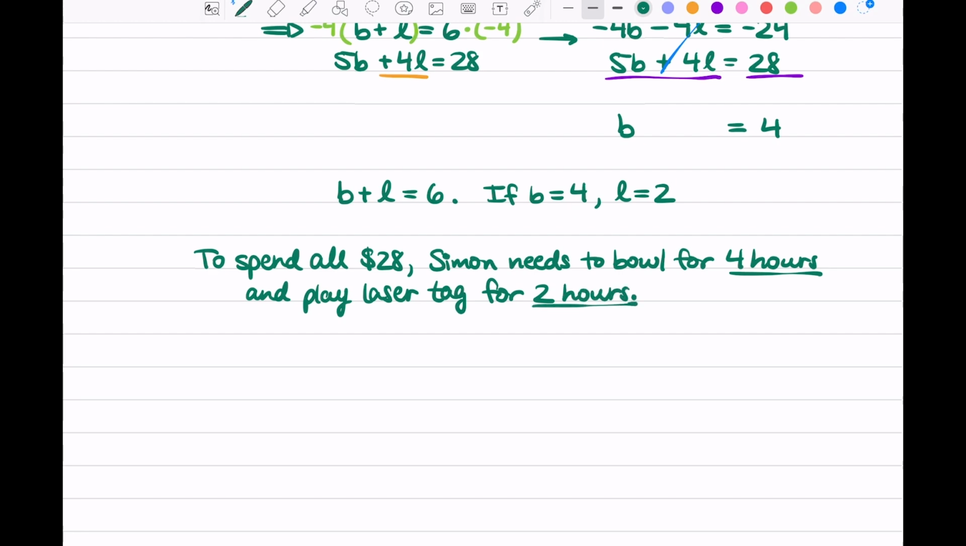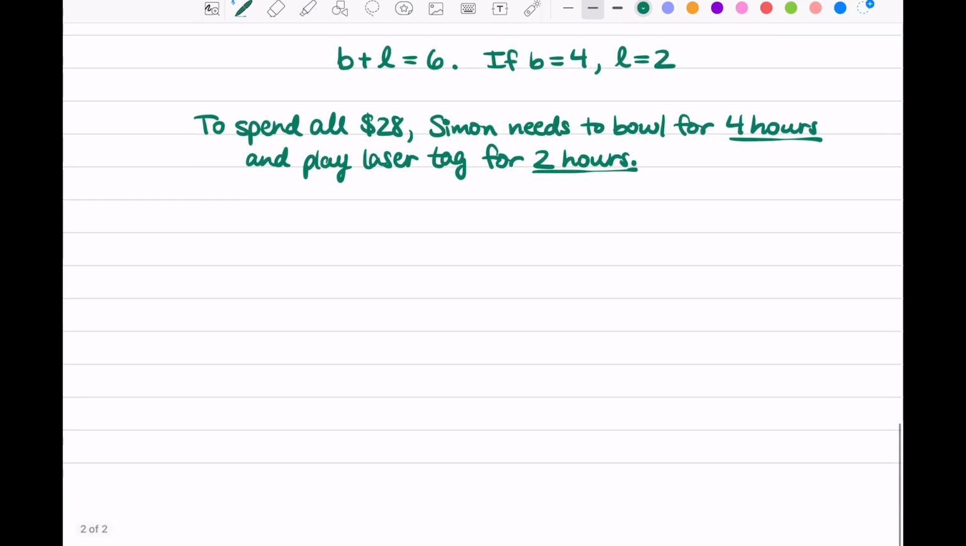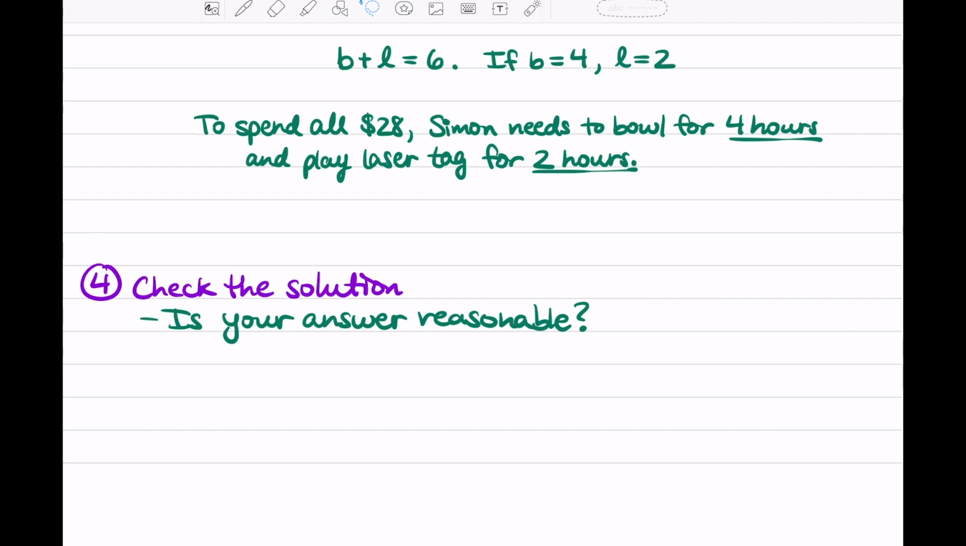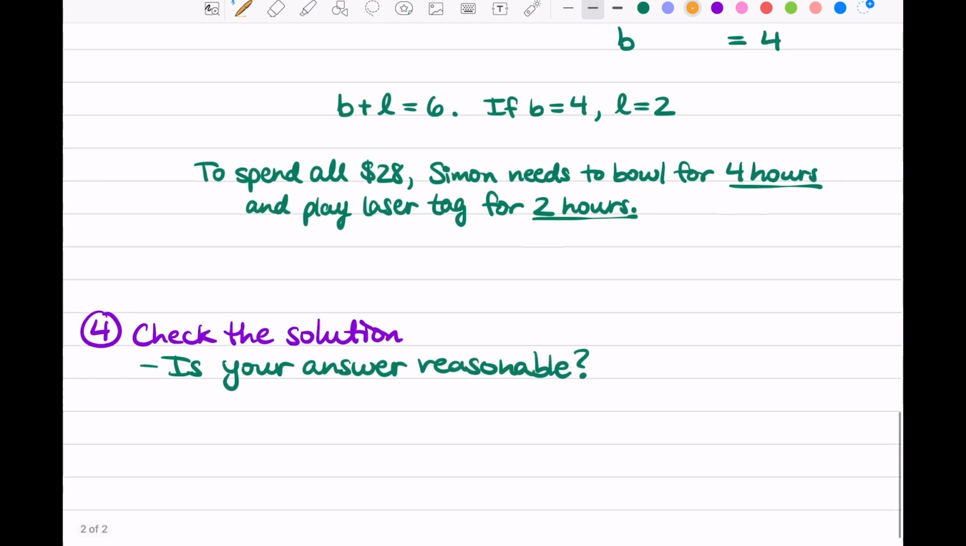So we've carried out our plan and found our answer, but we need to look at our final step in the method. We need to check the solution. We need to ask, is our answer reasonable? Well, Simon's going to be at the arcade for 6 hours, so it makes sense to have numbers like 4 and 2, because 4 plus 2 gets us to our 6 hours. If we had an answer of 10 hours or -3 hours, those would be unreasonable. Simon can't play for more than 6 hours, and he definitely can't play for a negative number of hours.